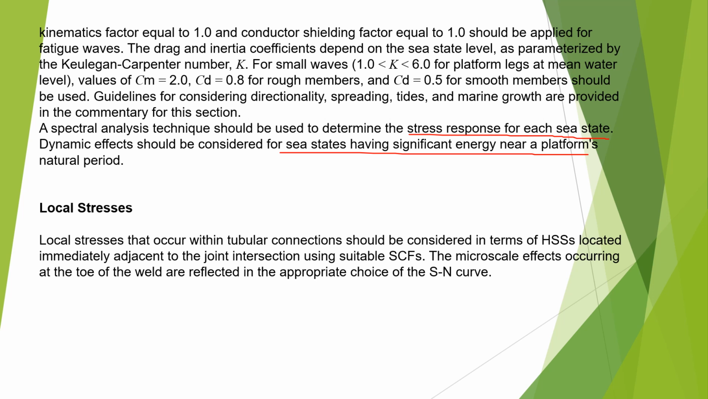For fatigue, these are small waves. So for small waves, CM value of 2 and CD value of 0.8 for rough and CD of 0.5 for smooth should be considered. So smooth has a lower drag value, but for rough members the CD value is 0.8. Drag and inertia coefficients depend on the sea state level, so it depends on the sea state level only. These are parameterized by the Keulegan-Carpenter number K.